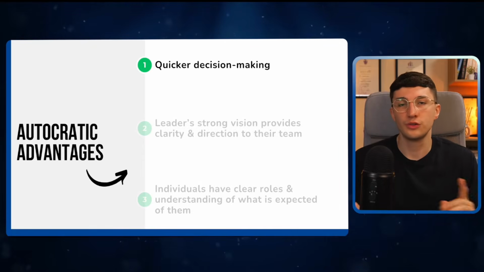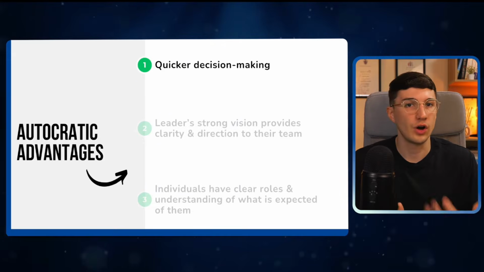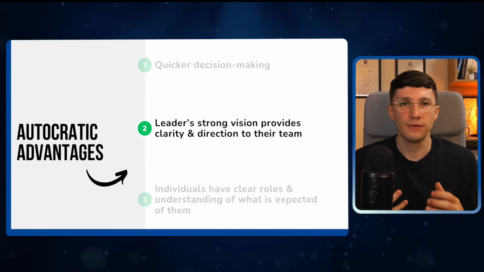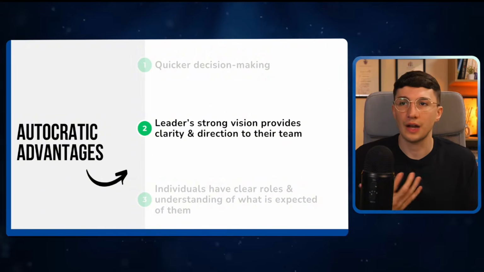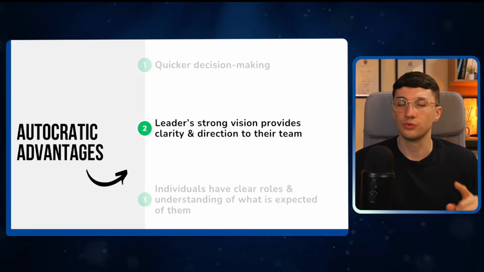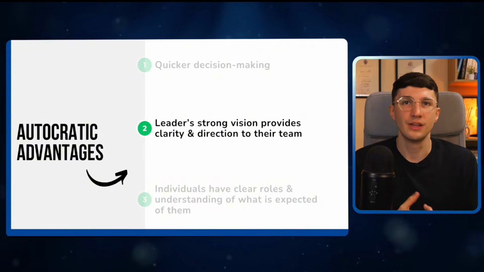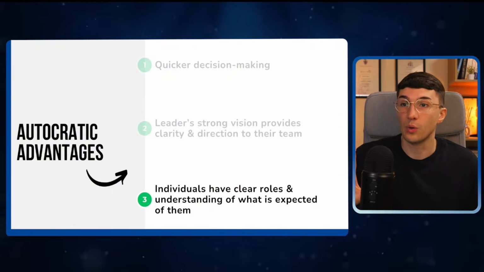So in times of crisis, an autocratic leadership could actually be quite useful, or when operating in a dynamic market. And as well, if you have a very influential leader, well, their strong vision will provide a lot of clarity and direction to the team. Now, if you have a team of individuals who lack skills or lack the experience, they want that guidance, and that's also why an autocratic leader could be quite useful.